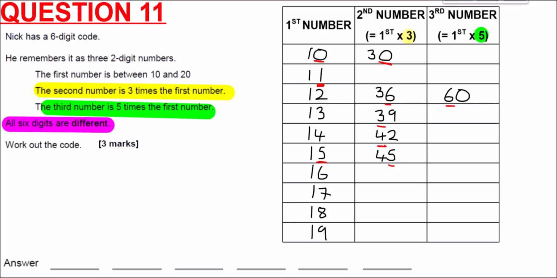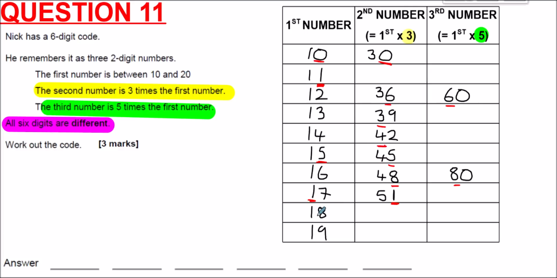16 perhaps? If you were to do 16 multiplied by 3, you'd get 48. But 16 multiplied by 5 would be 80. And so the 8's will repeat. If we try 17, 17 times 3 would be 51. So the 1's have repeated. It's surely got to be 18, 19 or 20 now. There's only so many numbers it could be.